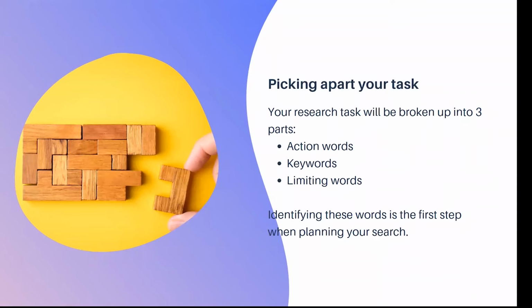Okay. So the first thing that we've got is to start by picking apart your assessment task. Your assessment task will usually be broken up into 3 different parts: an action word, the keywords, and then the limiting words. Pulling it apart and identifying which of these are which is the very first step when you're planning out how to effectively search in something like the library search.